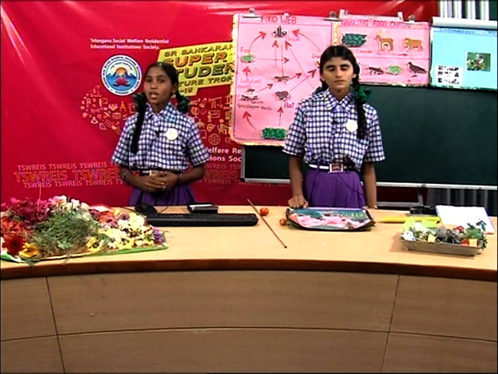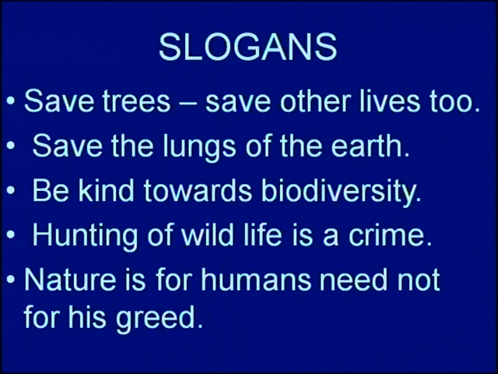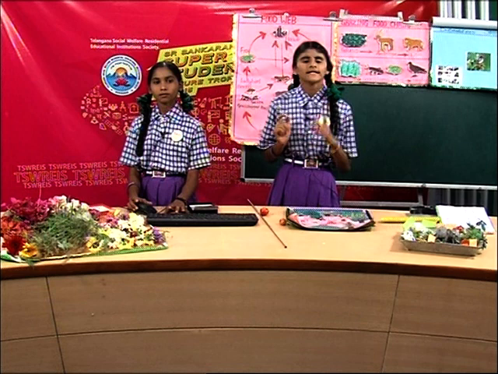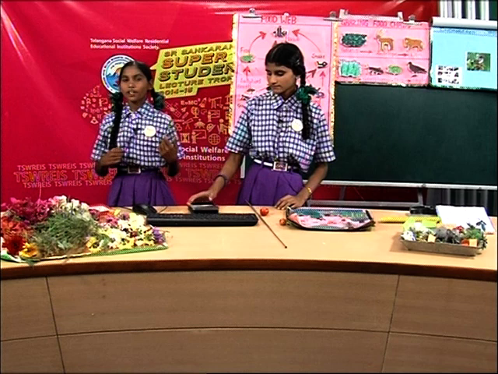And friends, to conserve nature, we wrote some slogans: save trees, save other lives too. Save the lungs of the earth. Be kind towards biodiversity. Hunting of wildlife is a crime. Nature is for humans' need, but not for his greed. Oh, okay, Praveena, you said that nature is for humans' need, not for his greed. What does it mean? Okay, Girija, for your clarification, I will tell you a small story.